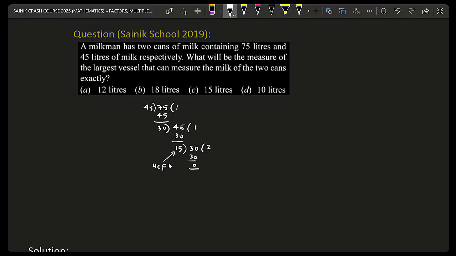That means the largest vessel that can measure the milk of these two cans has a capacity of 15 liters. So option C. Very good, Ritvik. You can mute yourself now. Okay, sir. Students who wanted to give the answer can lower your hands. And any doubts left, you can raise a hand.